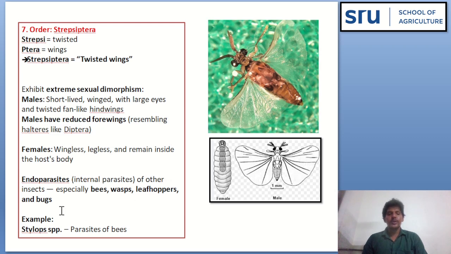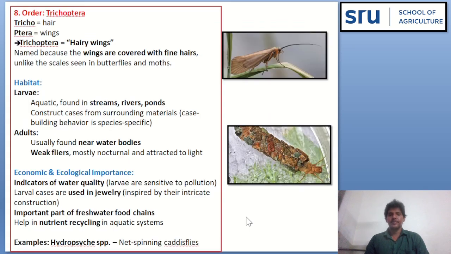These are very good parasites, that is endoparasites of insects, especially bees, wasps, leafhoppers, and bugs. Example, stylopids. Next order is the Trichoptera. Tricho means hair, ptera means wings. Hairy winged insects. Named because the wings are covered with fine hairs, unlike the scales seen in butterflies and moths. Here they are covered with fine hairs.